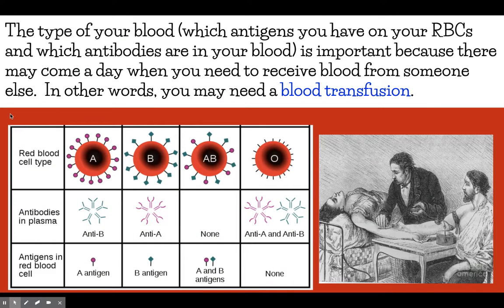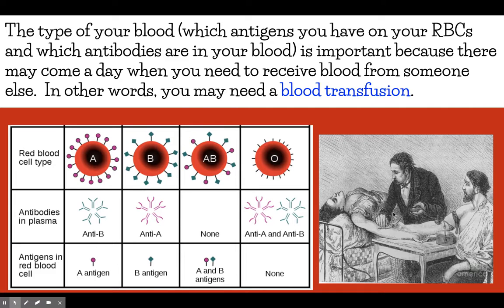Why do we care about blood type so much? Which name tag or antigen you have and which antibodies you have in your blood. There may come a day when you need to receive blood from somebody else. In other words, you need a blood transfusion. Now, this is how it happened a long time ago, right? Directly person to person, no screening for viruses, very dangerous. This resulted in a lot of pain and suffering.